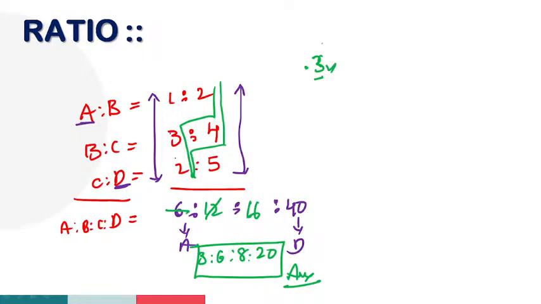Somebody is saying the answer, very good. And finding the ratios is very, very easy. Any doubts regarding ratios? What is the meaning of ratio? Two quantities of the same units is called the ratio. A is to B, or A by B.